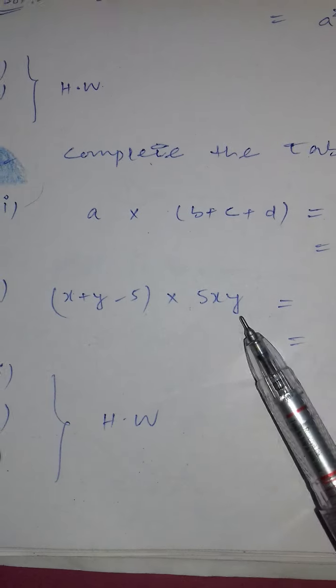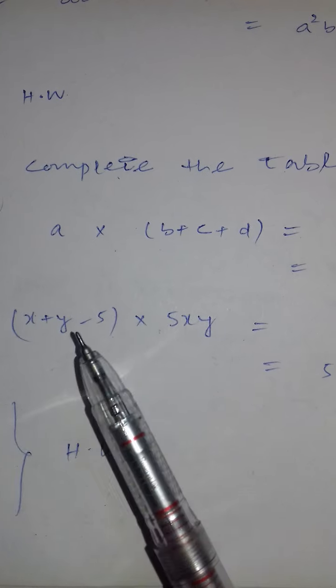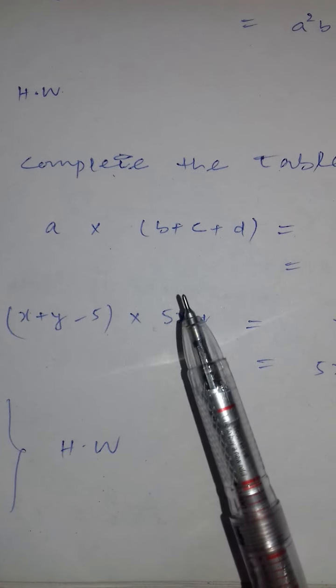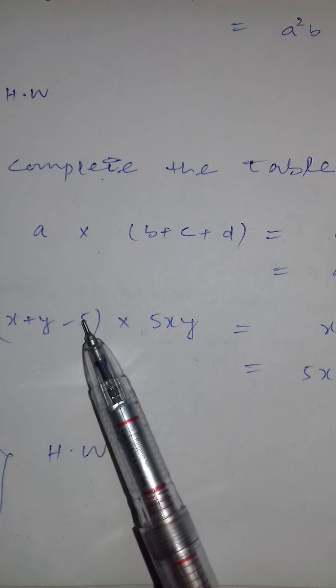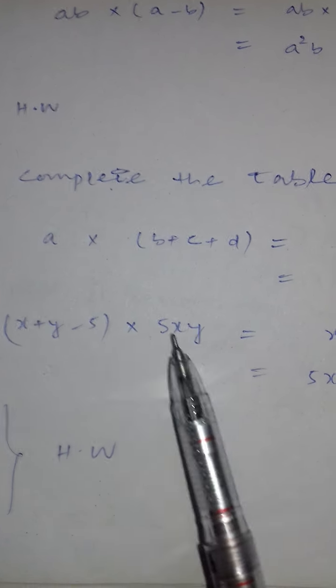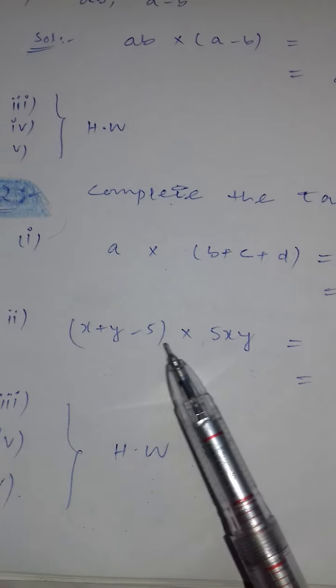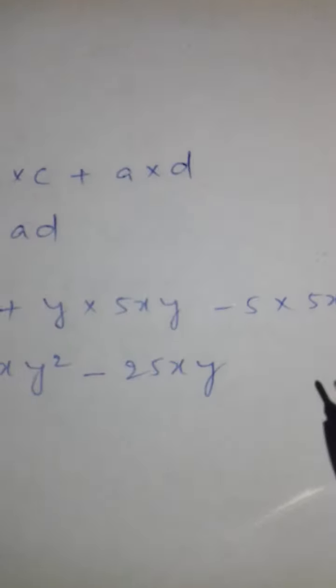Now trinomial into monomial. See here, first of all you multiply x with 5xy, then y into this, then minus 5 into this. Or you can write first you multiply 5x with x, then 5x with y, then 5x with minus. It is your choice, nothing to worry. x into 5xy, y into 5xy, minus is there, 5 into 5xy. The rest is calculation. It's actually 1x, so 5 ones are 5.